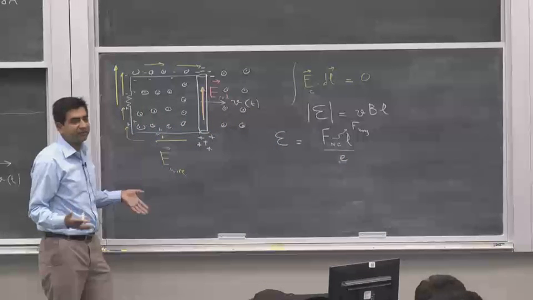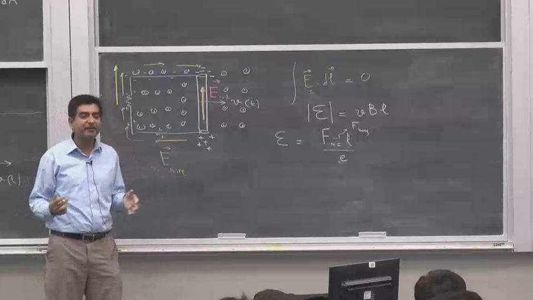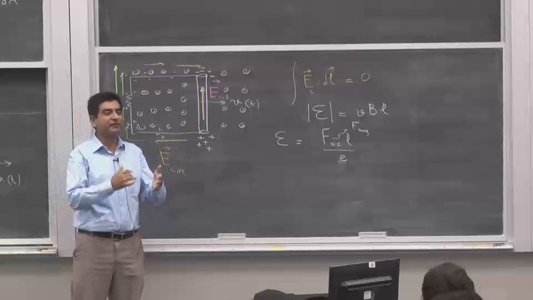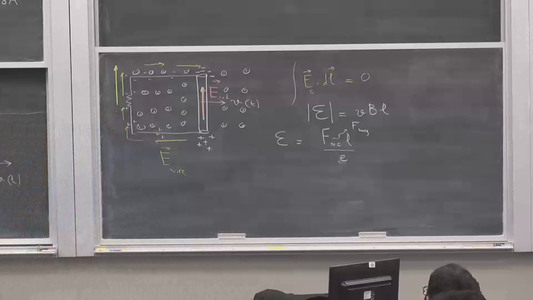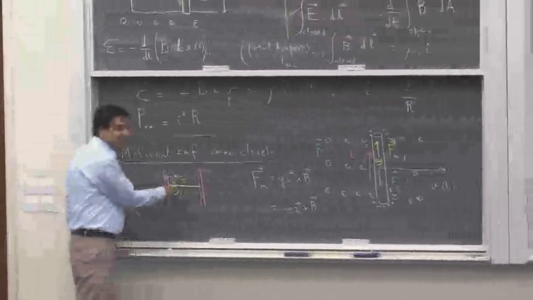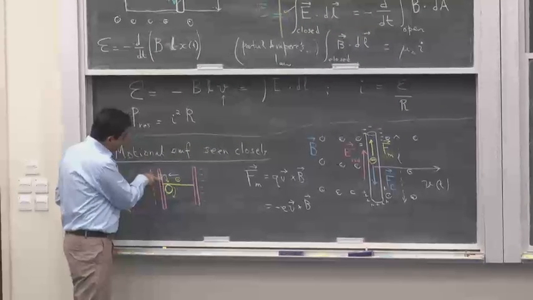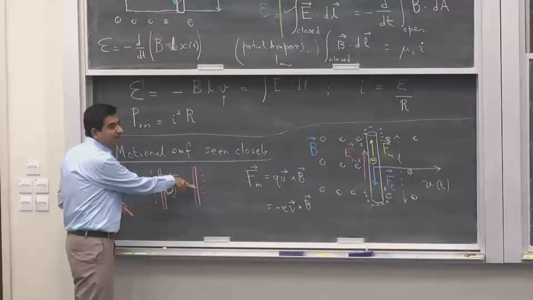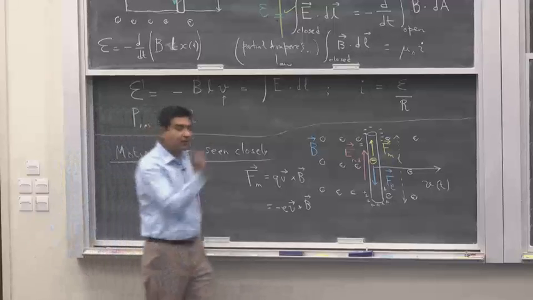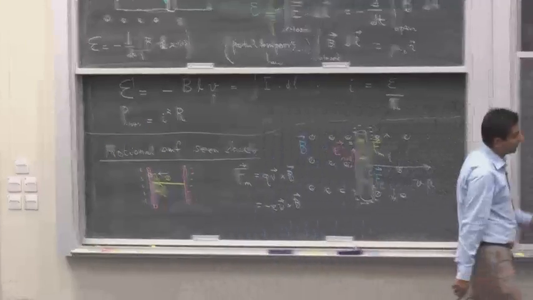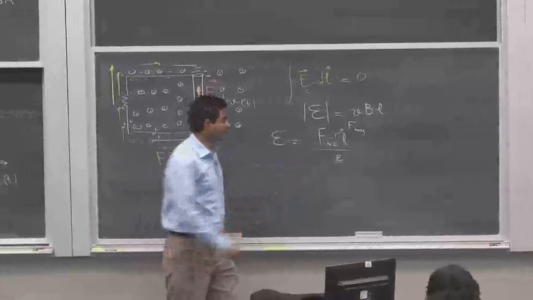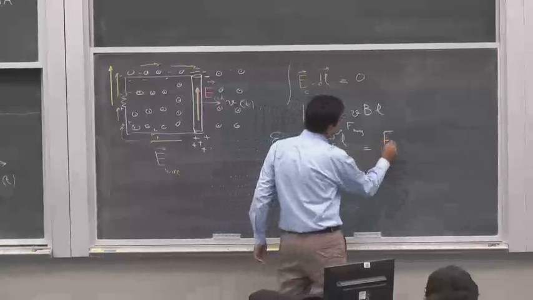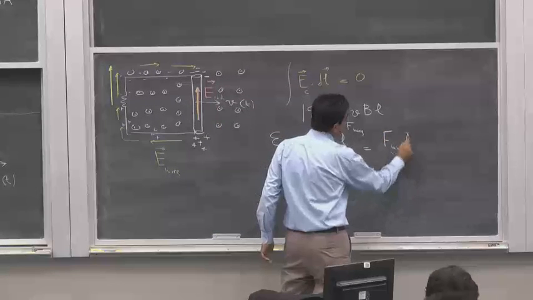This is our definition of the EMF of a battery: the work done by the non-conservative force divided by the charge. Here, for a simple battery, it's the amount of work done by this pulley in moving this electron from the positive to the negative plate, divided by the charge of the electron. We've already seen that when we were discussing batteries. So this is the EMF generated inside the battery. It's F mag L over e.